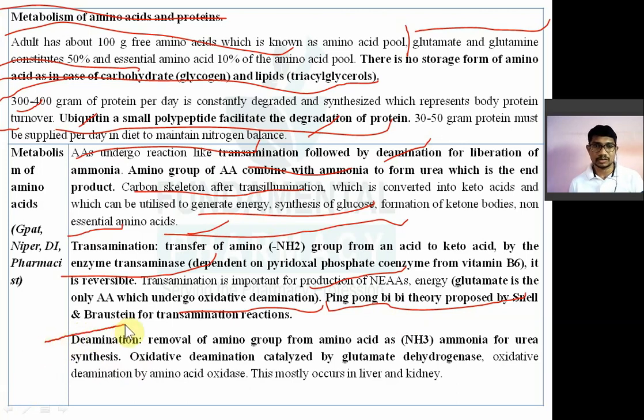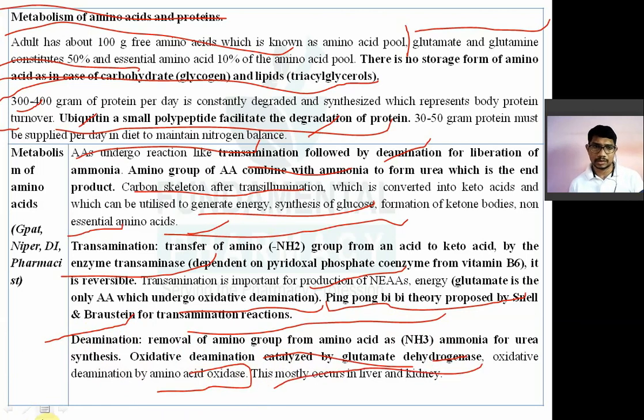Another reaction is deamination. Transamination means transfer of an amino group, and deamination means removal of the amino group from the amino acid as ammonia, which goes to urea. Oxidative deamination is catalyzed by glutamate dehydrogenase, and for other amino acids by amino acid oxidase enzyme. The enzyme mostly occurs in the liver and kidney.